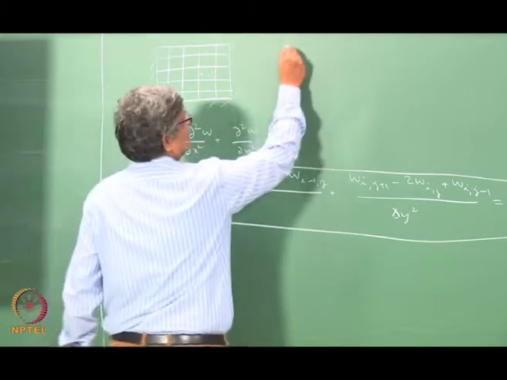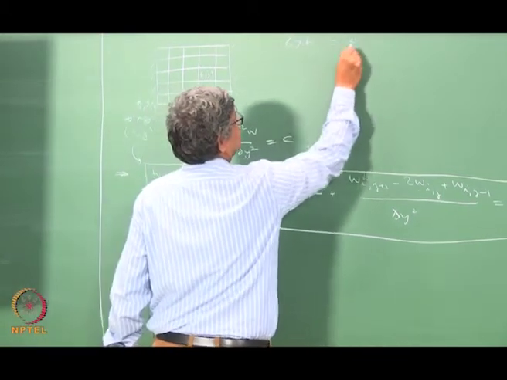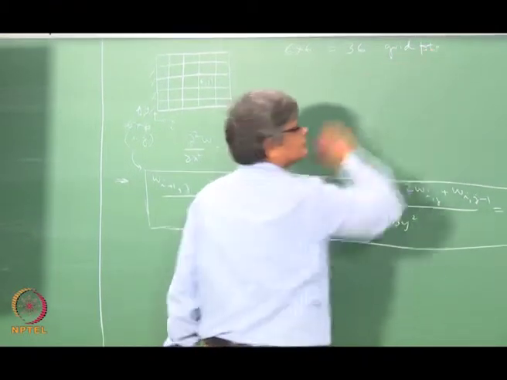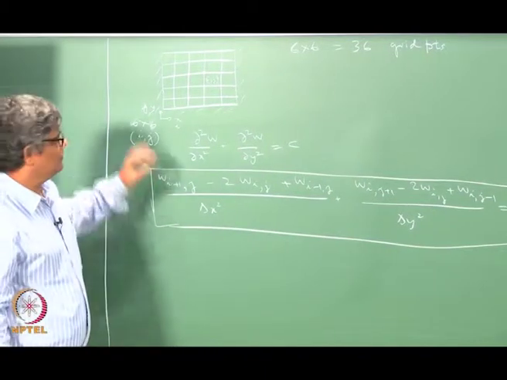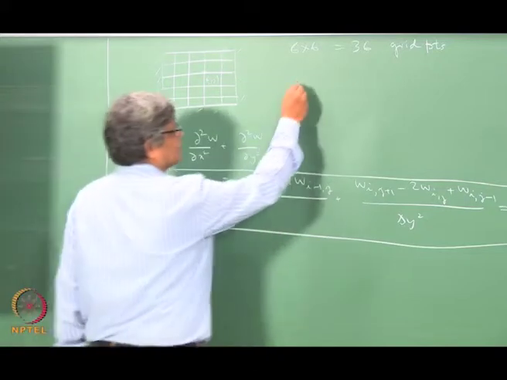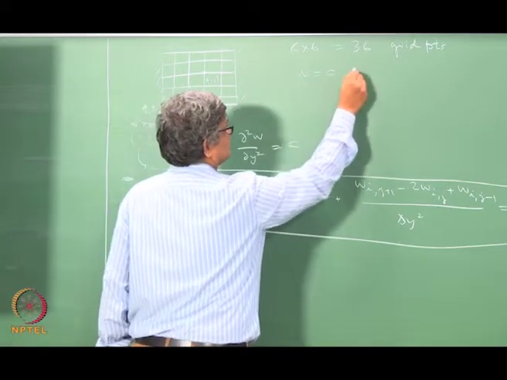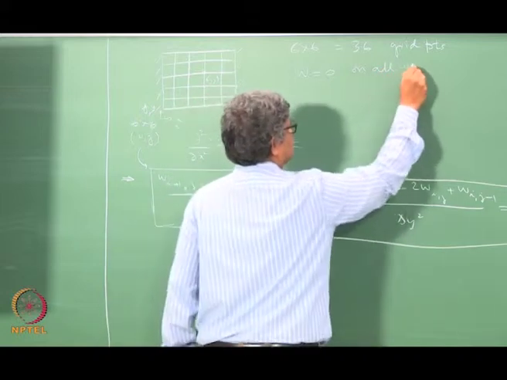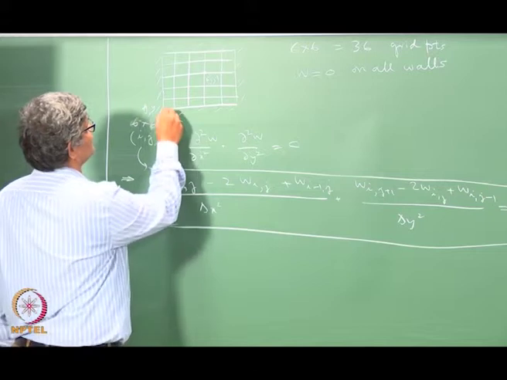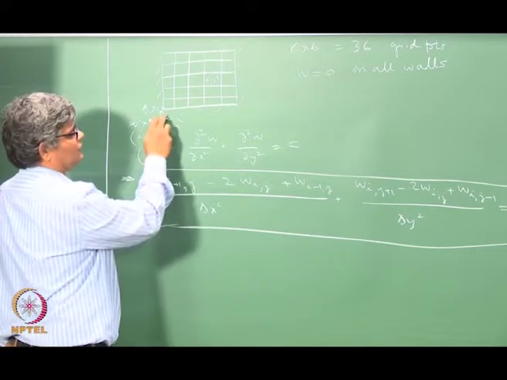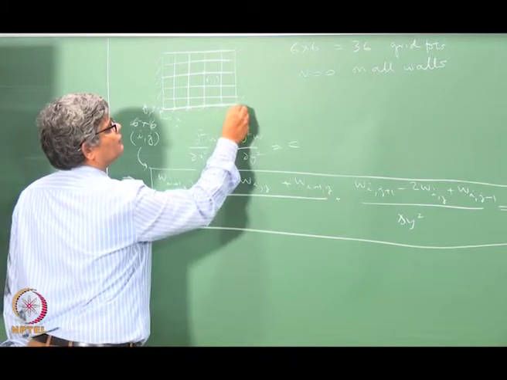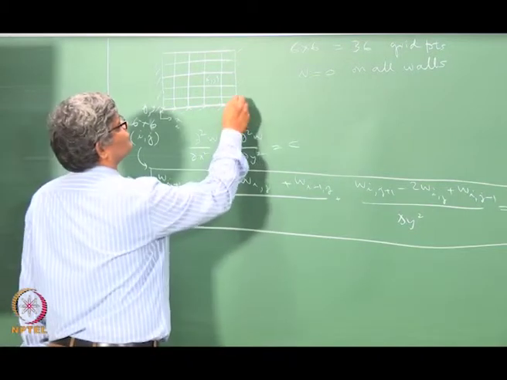So there are 36 grid points. These are intersections of the coordinate lines here, and out of this we have the boundary condition that w is equal to 0 on all walls. Okay. So that means that the velocity at this point, which is on the boundary, at this point on the boundary, all those things are known.